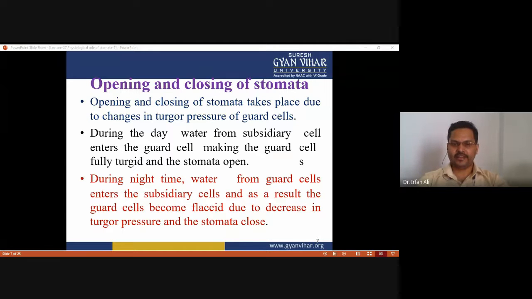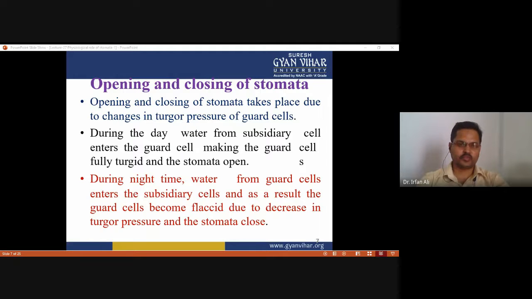During night time, water from the guard cell enters the subsidiary cells. So exo-osmosis takes place, and as a result, the guard cells become flaccid. Flaccid means it loses turgor pressure. Flaccid का मतलब क्या होता है? Cells ढीली हो जाती है, if we talk about it in Hindi. So it becomes flaccid due to the decrease in turgor pressure, and the stomata close.